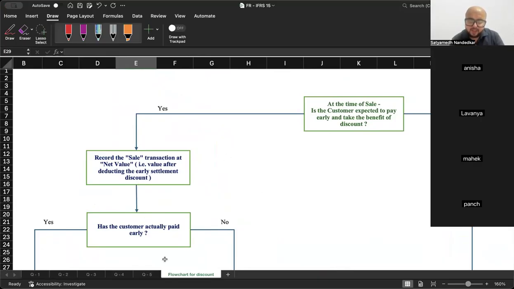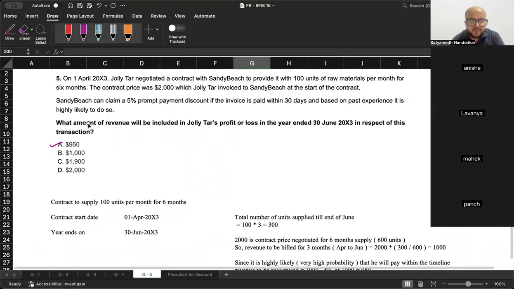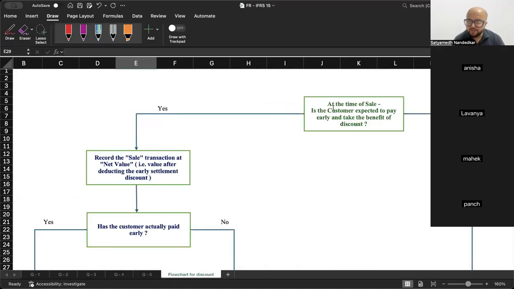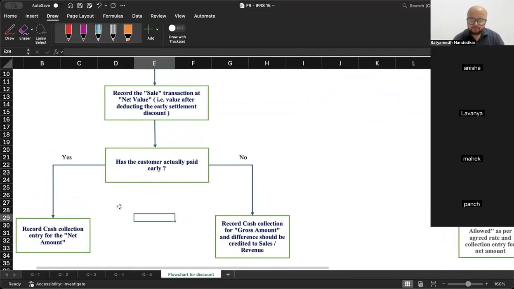Okay. So at the time of sale, what is written here? Sandy Beach can claim a 5% prompt payment discount if the invoice is paid within 30 days, and based on past experience it is highly likely to do so. So in this flow chart, at the time of sale, is the customer expected to pay early and take the benefit? Answer is yes. Record the sale transaction at net value. That is, subtract the 5% and record the sale at that value.